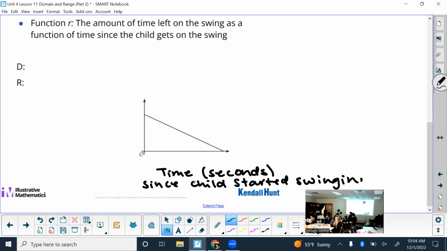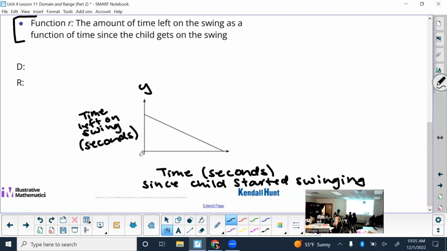All right, table 5. What would we label the y-axis for this one? Height, not height. We're looking at function r, so use that real quick. So it'll be time left on the swing. And what increment are we using for that? Seconds, minutes, hours, second. And if you weren't sure, there's a few ways you could tell what to label the axis. So amount of time left on the swing as a function of time since the child gets on the swing. So it's time versus time.